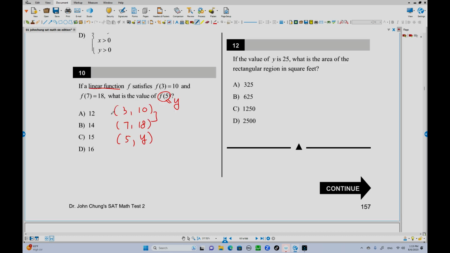What's the slope over here? 18 minus 10 is 8, 7 minus 3 is 4. Slope is 2. Now we just substitute. It doesn't matter which point: y minus 10 over 5 minus 3 is equal to this slope, 2. So y minus 10 is 4. Y equals 14, this is the answer.